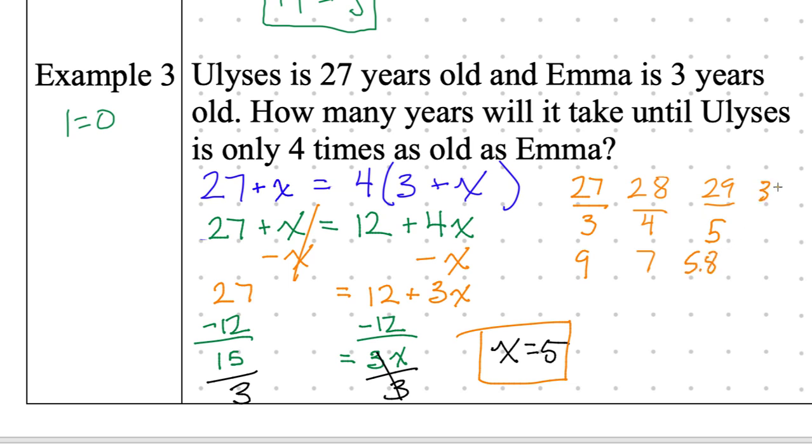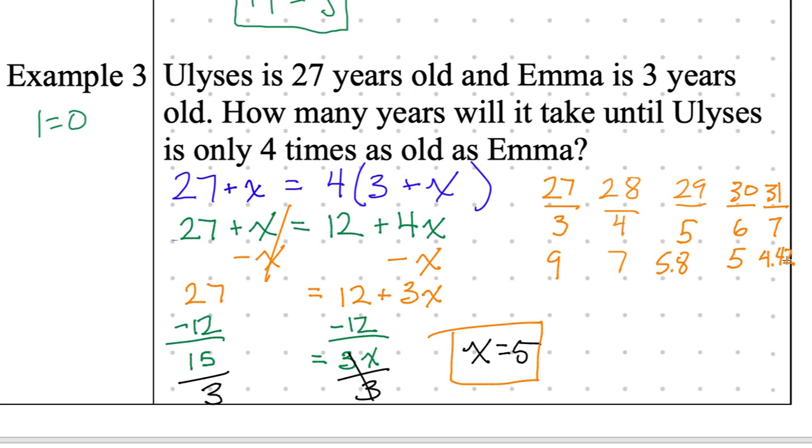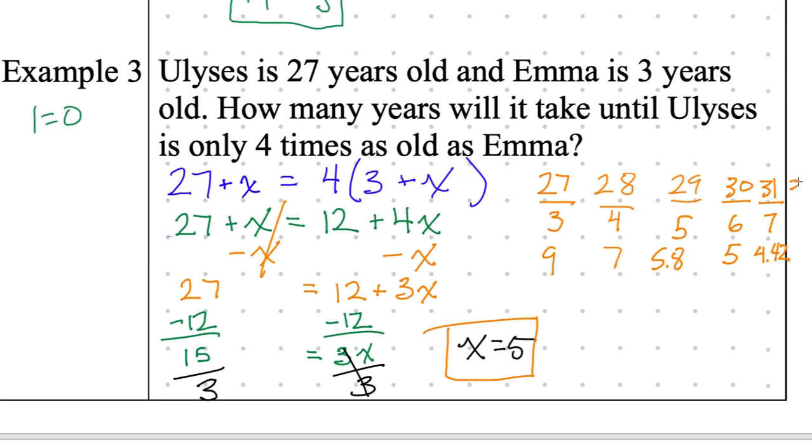And then next we're going to have 30 over 6. That's 5. That's still not 4 times as old as Emma. And then the next one is going to be 31 over 7. 4.42. Kind of running out of room here. And then the next one is going to be 32 over 8. 32 divided by 8 is 4 times as old as Emma. And if you plug in 5 to x in the equation 27 plus x equals 4 times 3 plus x, it'd work out because it'd be 32 is equal to 32. Yeah. Nice. It is indeed.